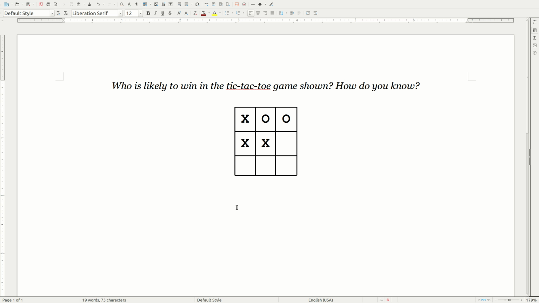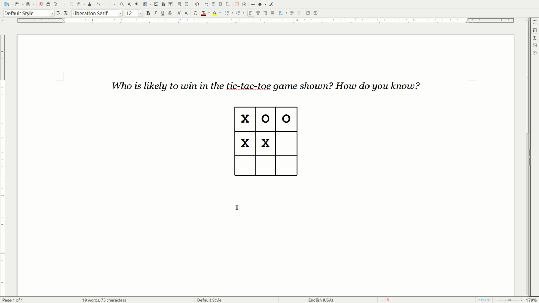To start to think about that, let's think about how a human would approach playing a game and evaluating situations in a game like the tic-tac-toe game shown, where, in case you don't know the rules, the goal is to get three across, up and down, or diagonal of the same symbol for your player.